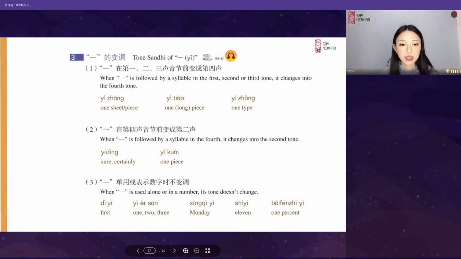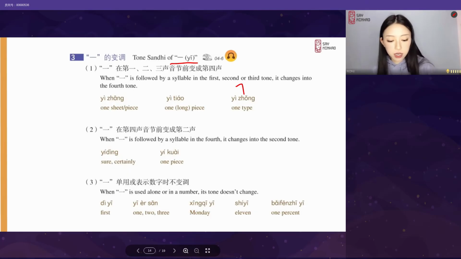Now let's move on to the tone sandhi of 一. We've learned the tone sandhi of 不 before, right? When 不 is before a fourth tone syllable, it will change from the fourth tone into the second tone, for example, 不会. Now let's learn the tone sandhi of 一. There are three rules. First one, when 一 is before the first, the second, and the third tone, it will change from the first tone into the fourth tone.